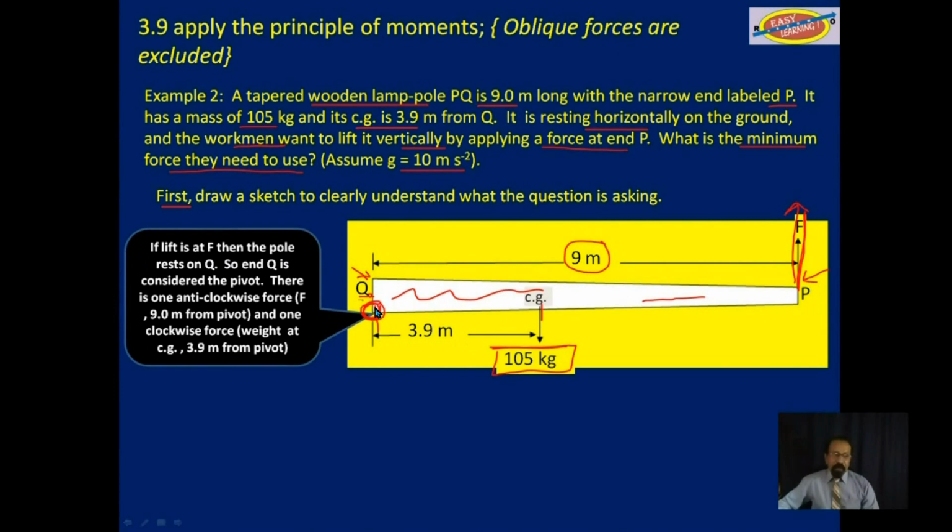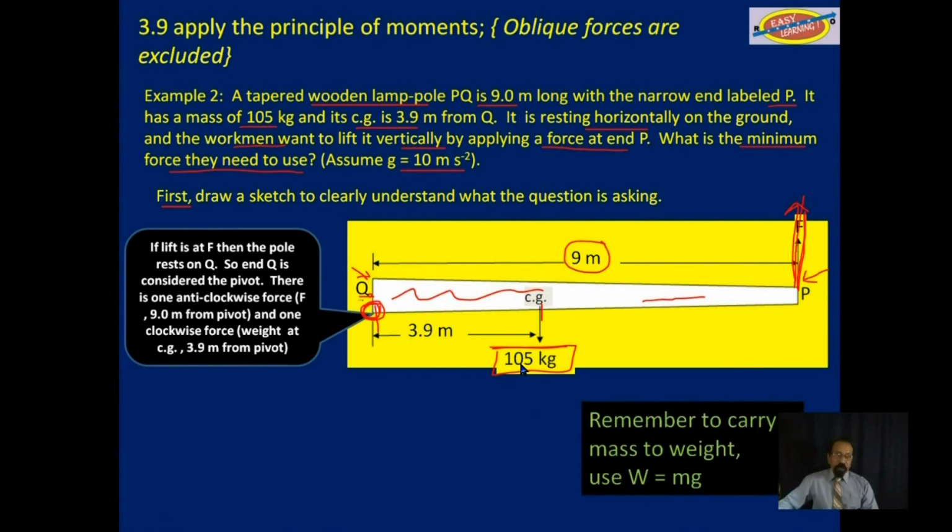Now, once we understand that, this becomes a very, very simple question because really you only have 2 forces, one anti-clockwise and one clockwise. So this force here from the pivot is 9 meters because that is the pivot down here. And this force here, right now it's in kilograms. We will multiply by 10 meters per second squared to convert it to newtons because weight is equal to mass times gravity. And the distance that this weight is acting from the pivot is 3.9 meters.